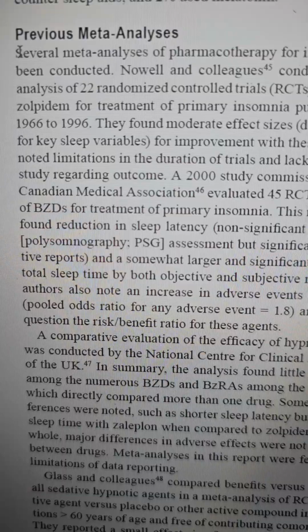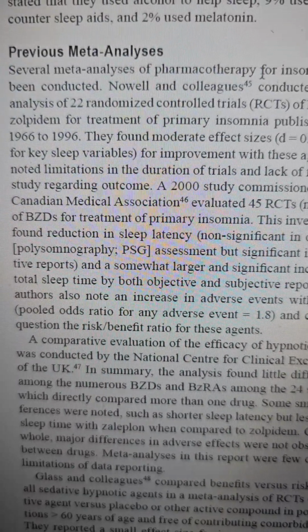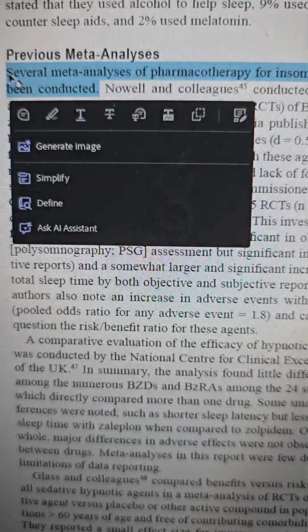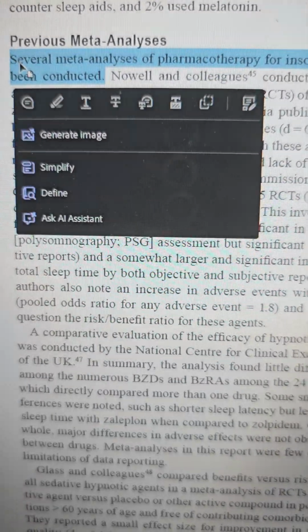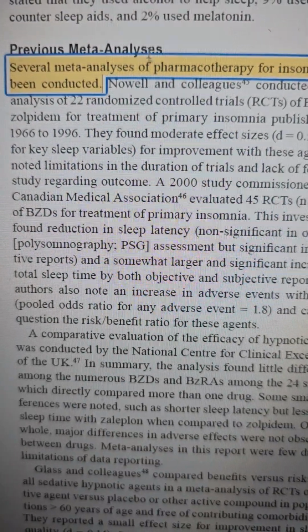They first used an introductory statement: Several meta-analyses of pharmacotherapy for insomnia have been conducted. This introductory statement helps guide the reader on what this paragraph is going to talk about, right? In addition to the subheading.